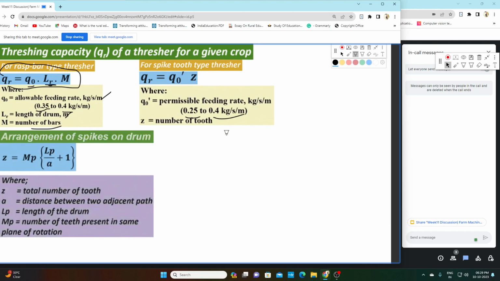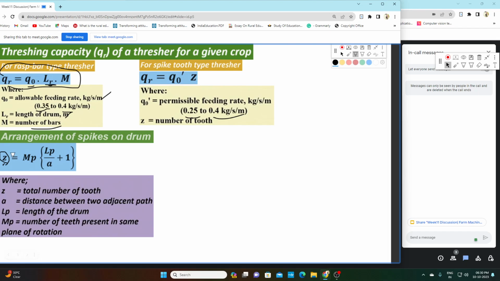Now the arrangement of spikes on the drum. The total number of teeth is given by this formula: Z equals MP into LP by A plus 1. Z is the total number of teeth. A is the distance between two adjacent paths. LP is the total length of the drum, and MP is the number of teeth present in the same plane of rotation. So by that we can get the total number of teeth.